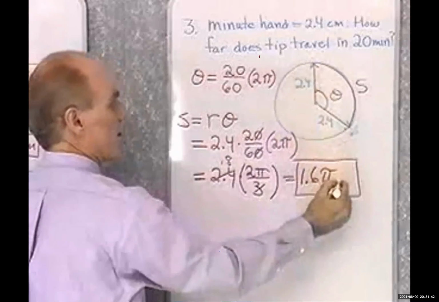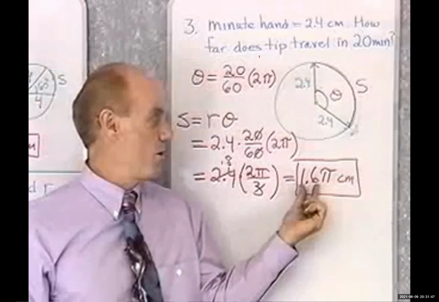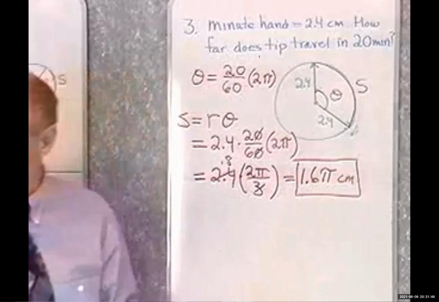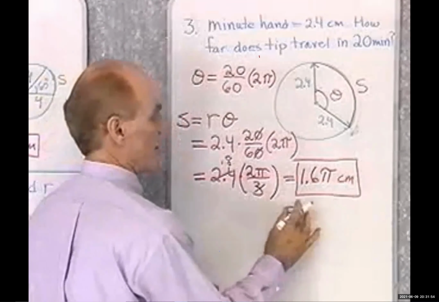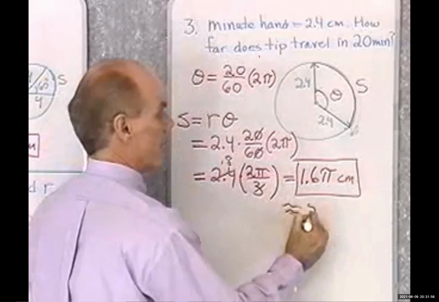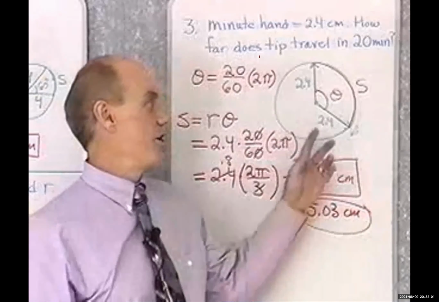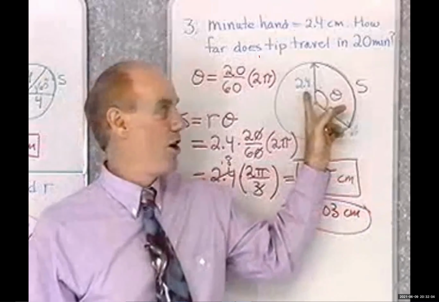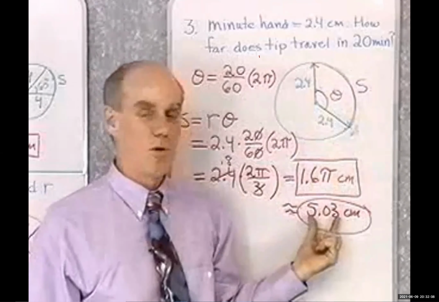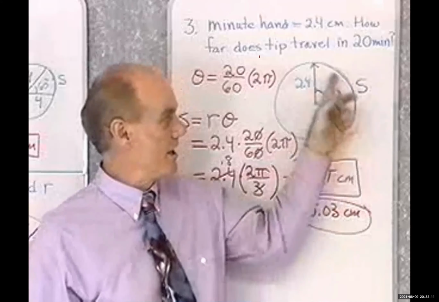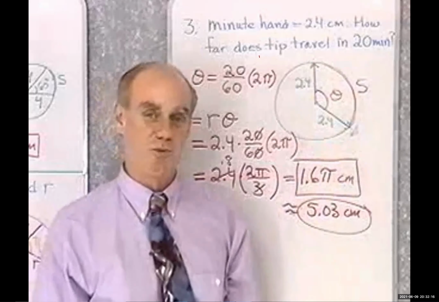And what have I got here? Centimeters. So 1.6 pi centimeters, or if I want to multiply 1.6 times pi, that comes out to be 5.03 centimeters. So I should say approximately equal to 5.03 centimeters. So if you have a clock and the minute hand of the clock is 2.4 centimeters long, then in 20 minutes, the tip of that minute hand must travel about 5.03 centimeters. And it looks about like that's what it should be. If that's 2.4, that looks like it's going to be a little more than twice that long in 20 minutes.